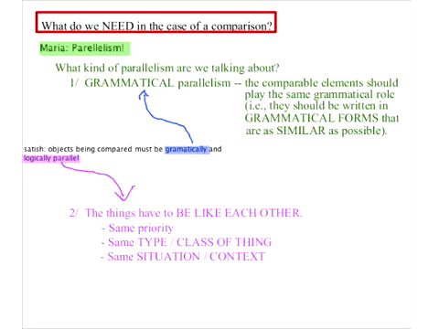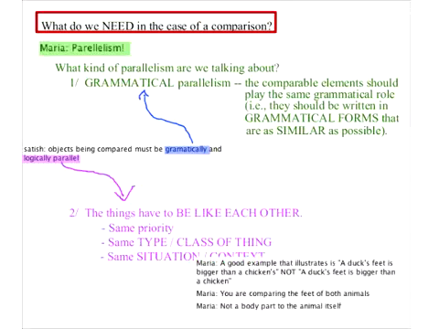So let me use Maria's examples because I like them. She's doing my work for me here. That's good. I like that. I like when people do my work for me for free.